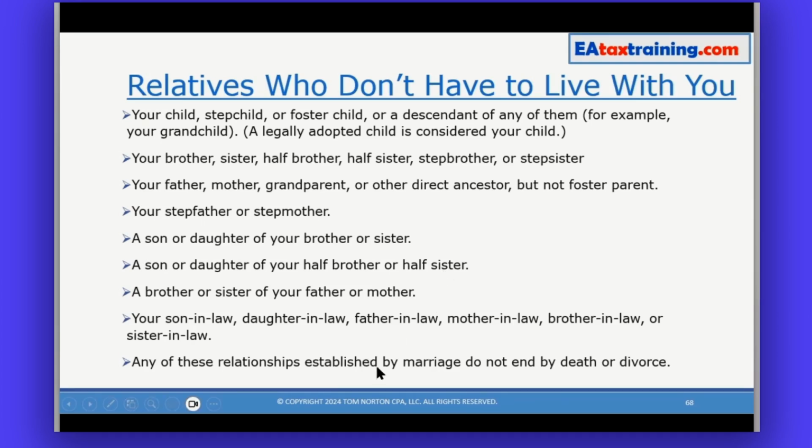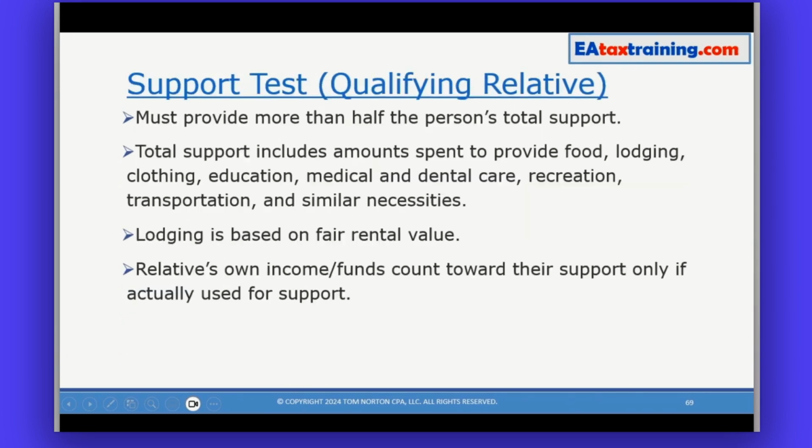And any of these relationships, once established by marriage, do not end by death or divorce. So, for purposes of this list, once the person is, for instance, your stepchild, they are always your stepchild. Once they're your mother-in-law, they're always your mother-in-law. So again, if you look at it big picture, not that tough. Child or grandchild, siblings, parents and grandparents, even step parents, nieces and nephews, aunts and uncles, and children-in-law, parents-in-law, siblings-in-law, all of those count.